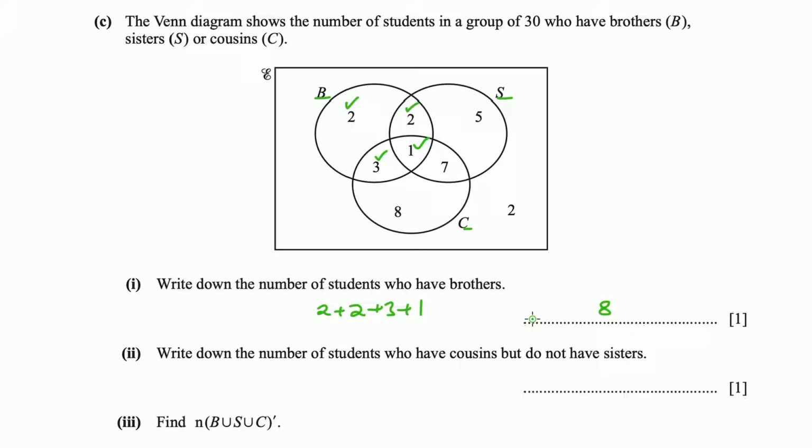Write down the number of students who have cousins but do not have sisters. So let us change the color. They have cousins, that means they are in this part, but they don't have sisters. So that means we cannot include these guys and these guys. Why? Because they already have sisters. They are also part of S. So the number of students is 3 plus 8. Only these students have cousins but not sisters. So 3 plus 8. So the answer is 11.